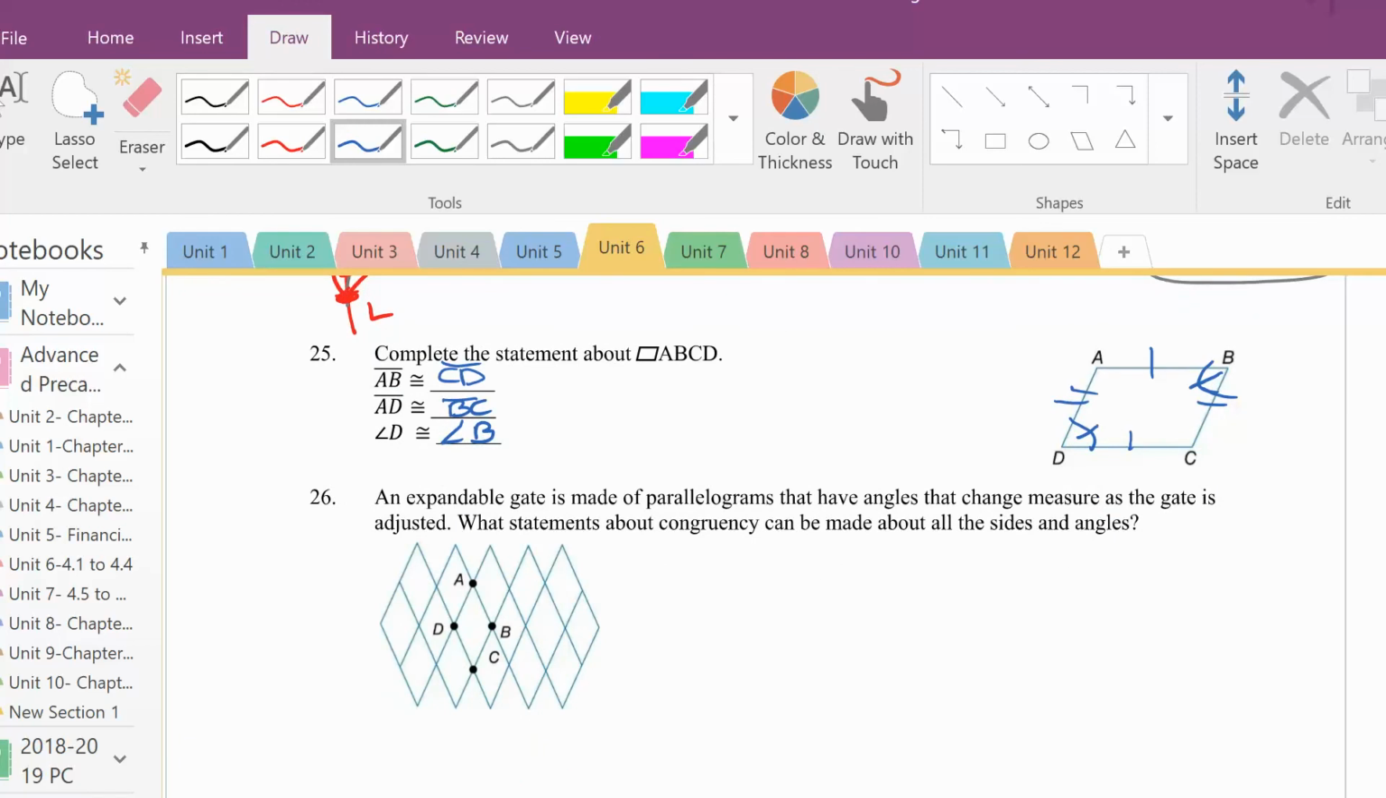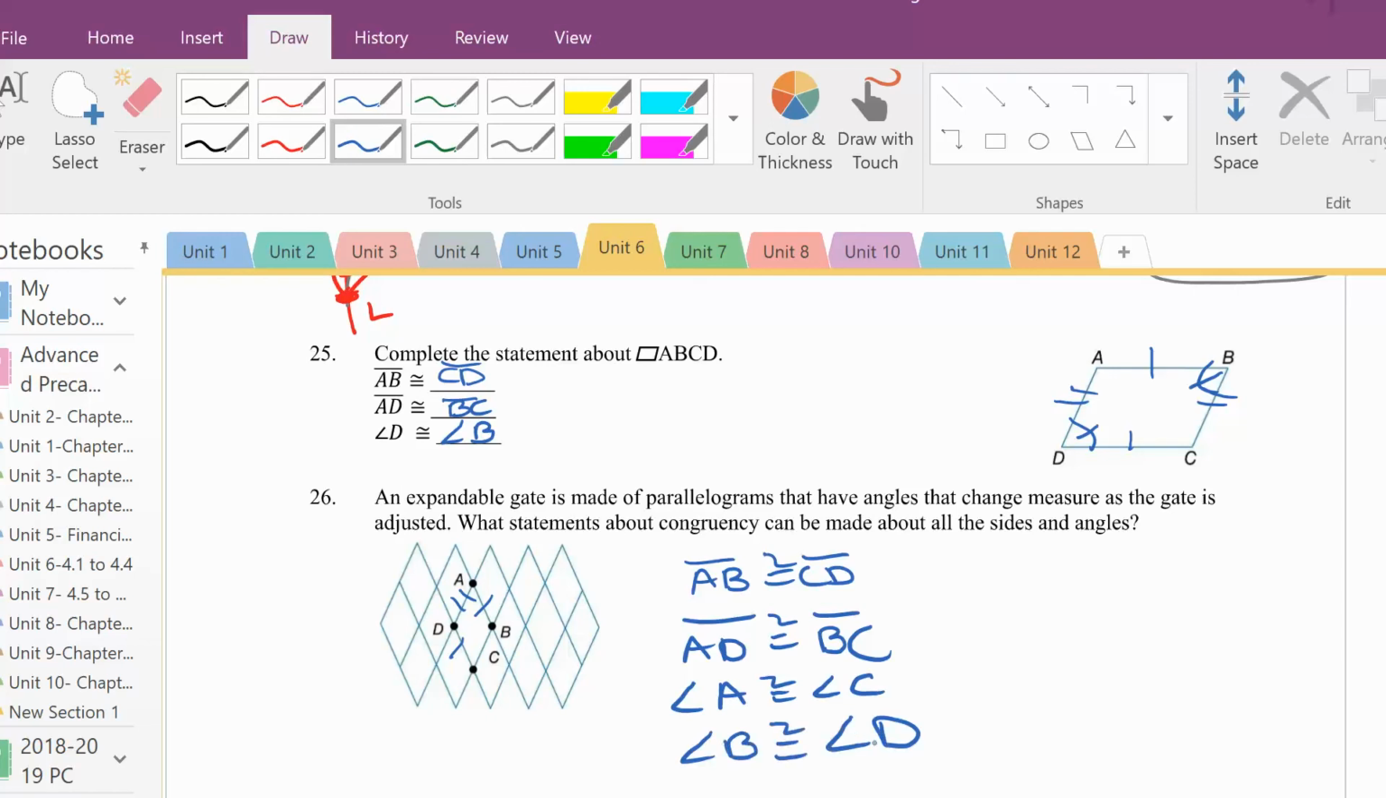All right, an expanding gate is made up of parallelograms that have angles that change measure as the gate is adjusted. What statements about congruency can be made about all sides and angles? Well, remember, opposite sides are equal, so AB is congruent to CD, and AD is congruent to BC. Opposite angles are equal, so angle A is congruent to angle C, and angle B is congruent to angle D.